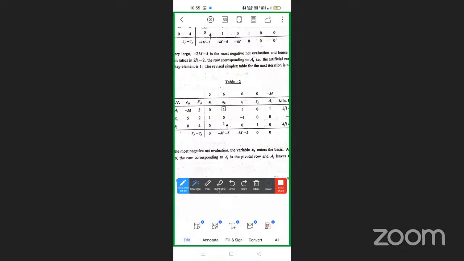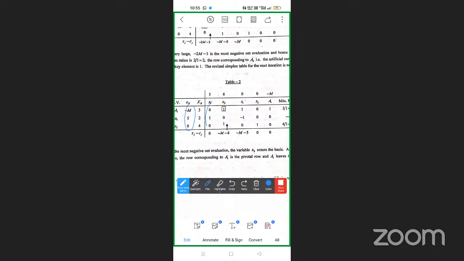So next, we can find delta J values. Delta J is equal to CB into Xj minus Cj. This is the formula for delta J, so we can find out delta J for each and every column.